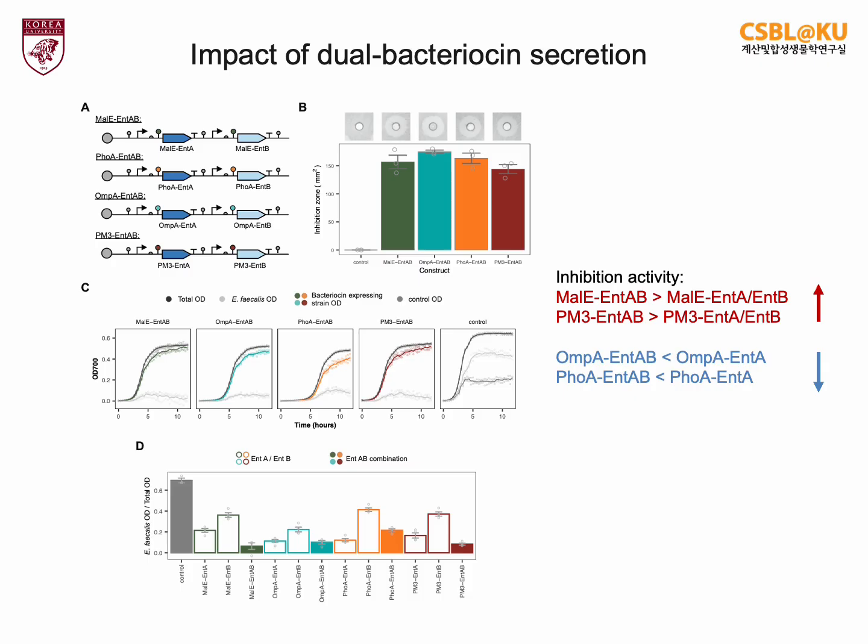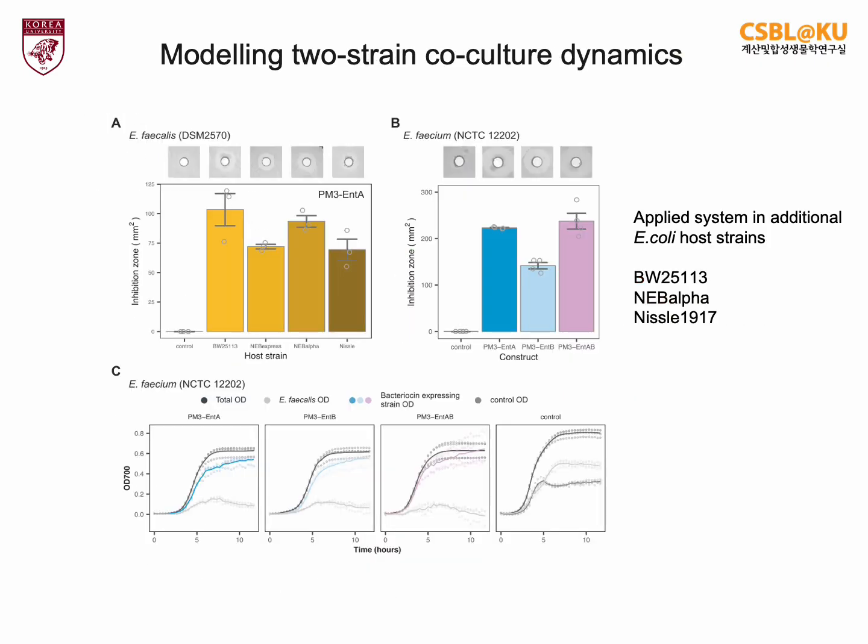This may have been due to the increased metabolic burden placed on the hosts of these constructs, which is indicated by the decreased growth rate and increased lag time of these strains. Therefore, in following experiments, the authors tested the E. coli strain expressing Ant A with the PM3 secretion tag.